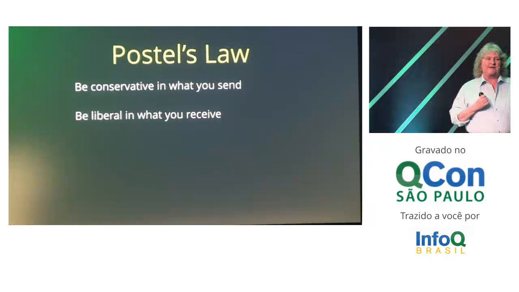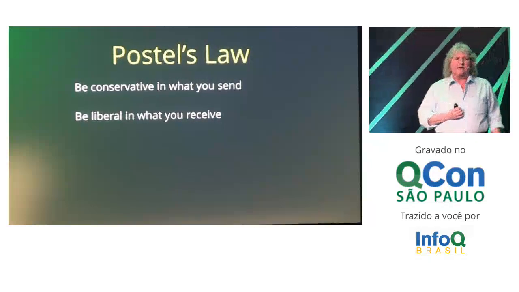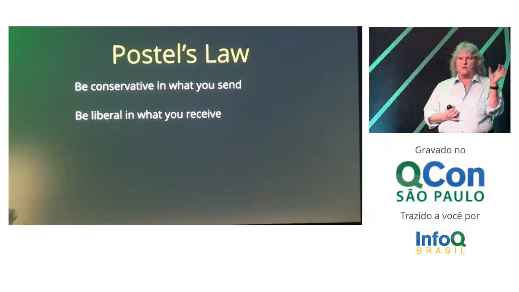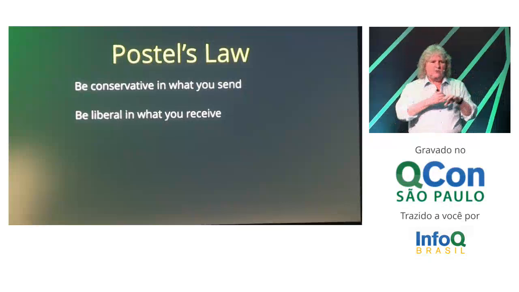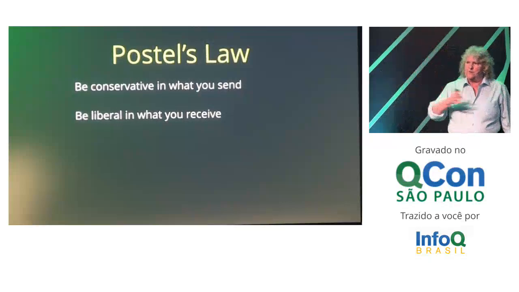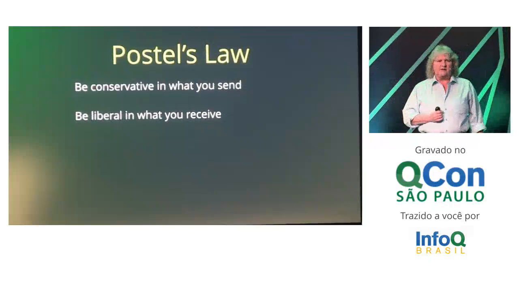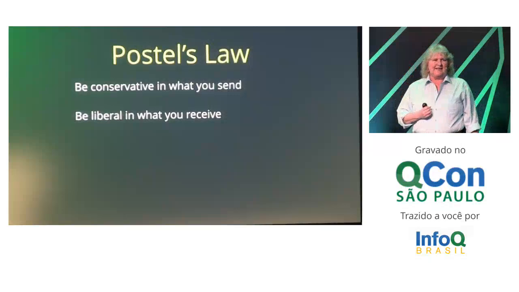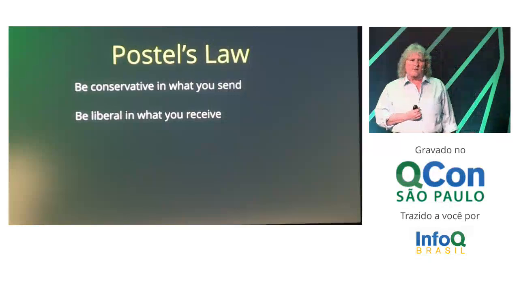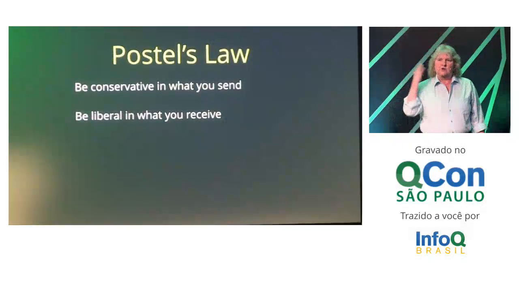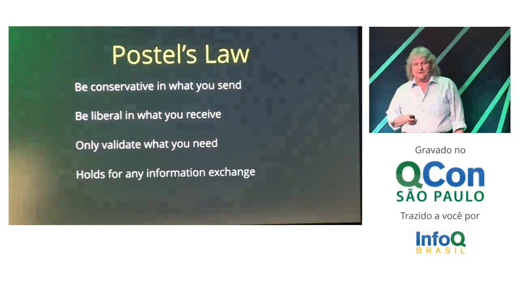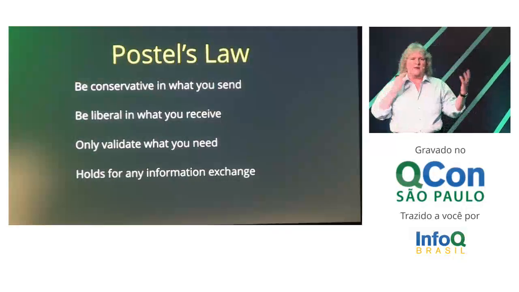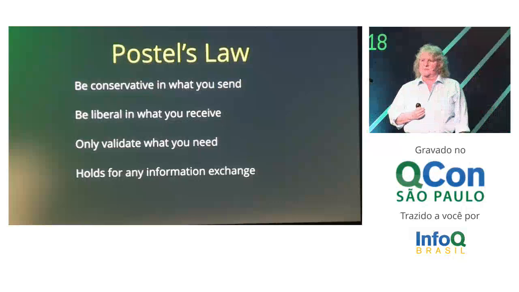Be liberal in what you receive. Be as forgiving as possible. If all you need to know is a postcode to do some kind of geolocation, don't validate the address. Do what you need to do to make sure you're not exposed to buffer overflow and all of the other security stuff, but don't validate the address. Because if whoever is sending that thing decides they want to change the address format, you should not have to change your application. But if you're validating that address, you do. So be as forgiving as possible with what you receive. Only validate what you need. And this really holds for any kind of information exchange between two parts of a system.